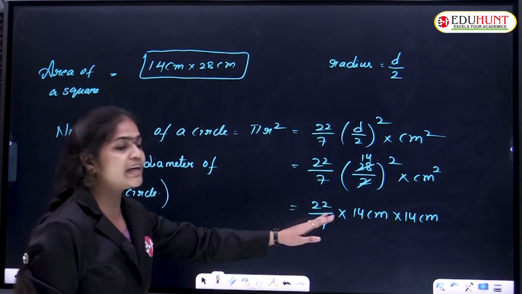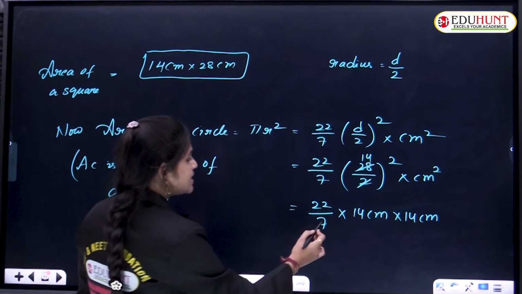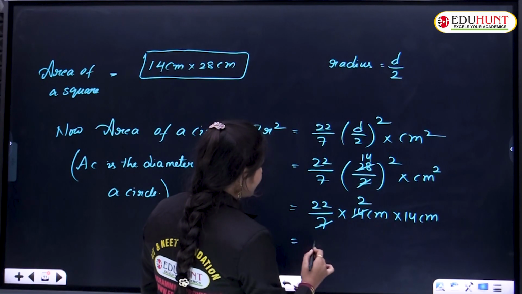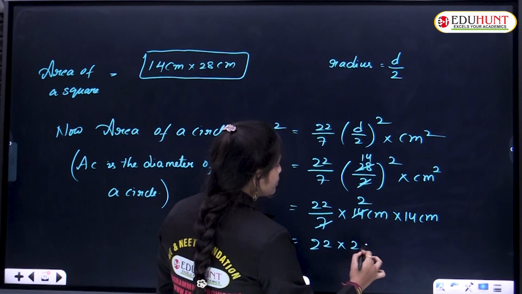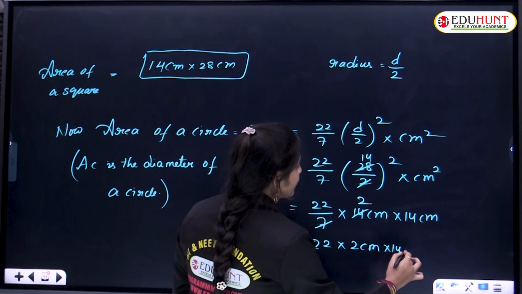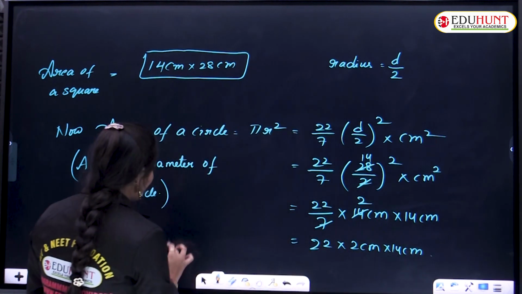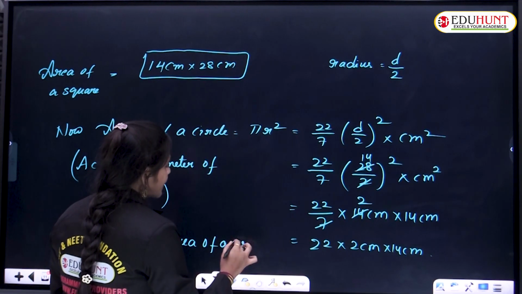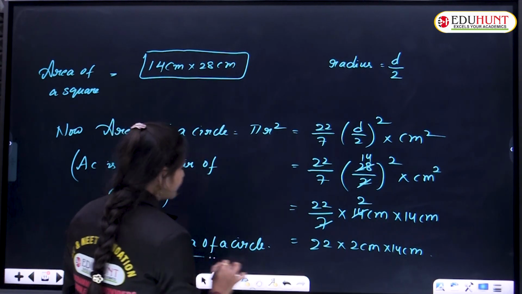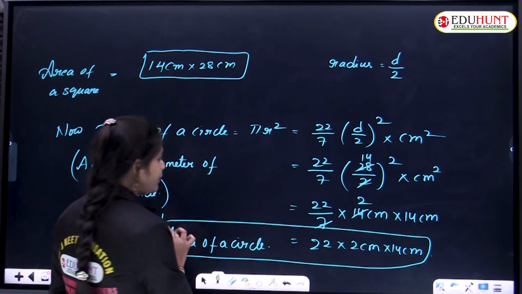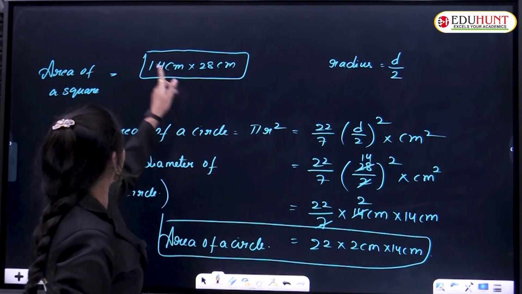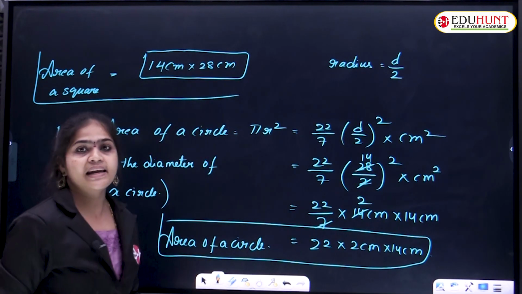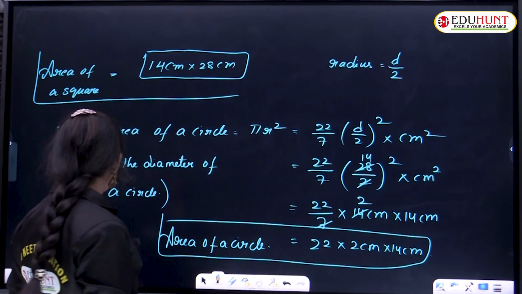Here also don't take the product. Just take the cancellations. 7 2s are 14. Then here 22 into 2 centimeters into 14 centimeters. This is the area of a circle. Now we have the area of a circle and the area of a square also.